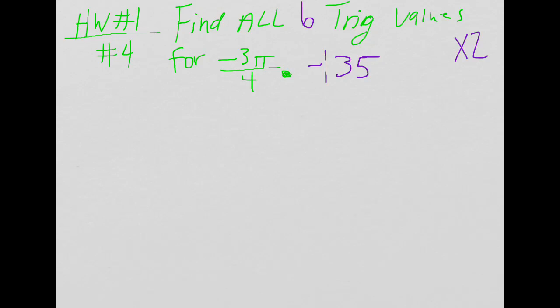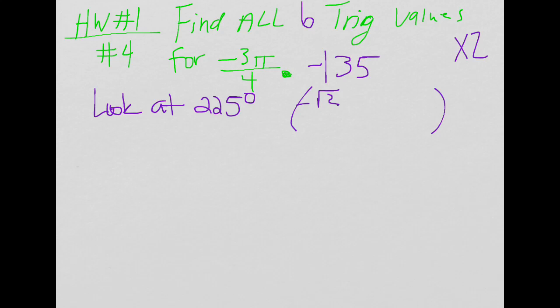After we find negative 3π/4, that is the same thing as negative 135 degrees. So we've got to go backwards 135 degrees, which gets me to 225 degrees. So what's my x and y at 225? Negative root 2 over 2 and negative root 2 over 2.